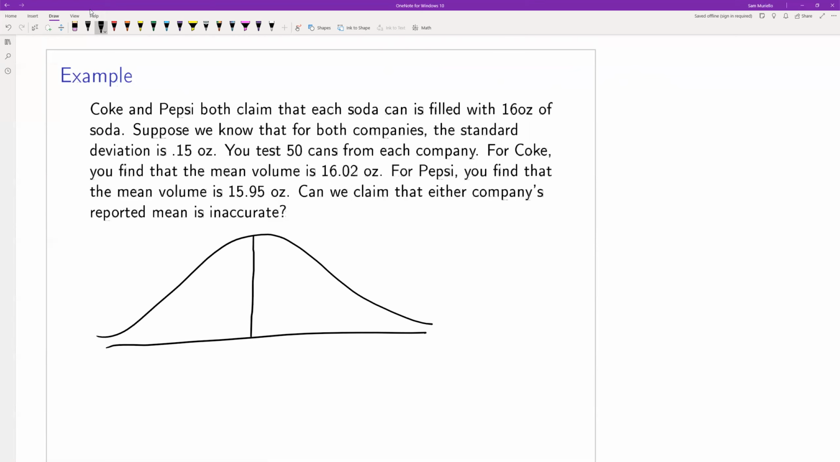I'm first going to graph the original x. This is the original graph for what we think the distribution of soda is. It has a mean of 16 and a standard deviation of 0.15.